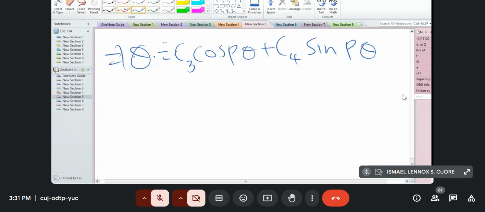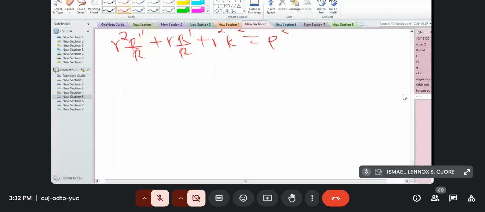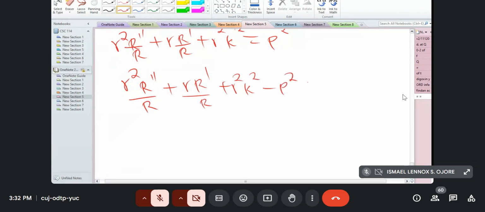So the equation involving r is r squared, R double prime over R plus R prime over R plus r squared k squared equals p squared. If we put everything on the same side, then set it equal to 0, we have r squared, R double prime over R plus R prime over R plus r squared k squared minus p squared equals 0.